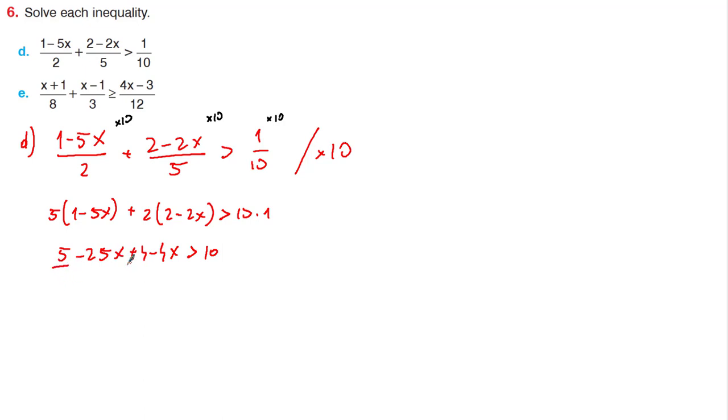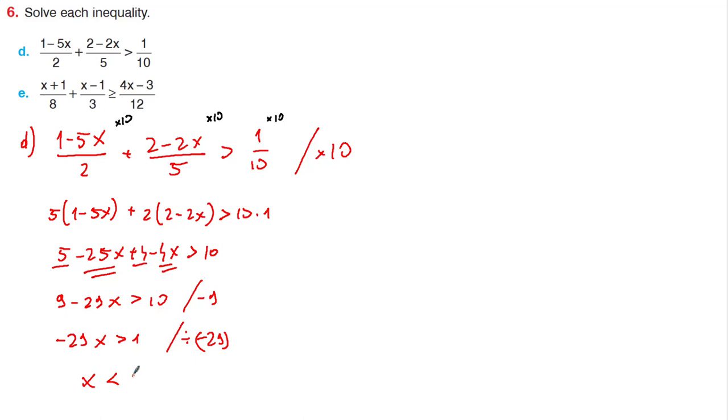We have some like terms. These are like terms. Let's add them up. So 9 minus 29x is greater than 10. We will subtract 9. Negative 29x is greater than 1. Divide both sides by 29. Let's divide both sides directly by negative 29. So we get x is less than negative 1 over 29.